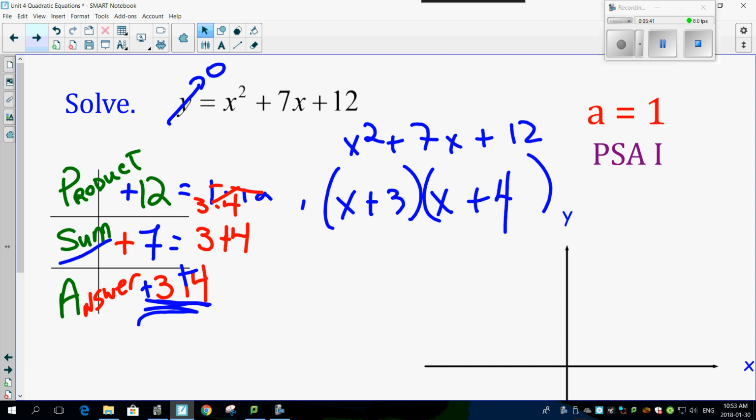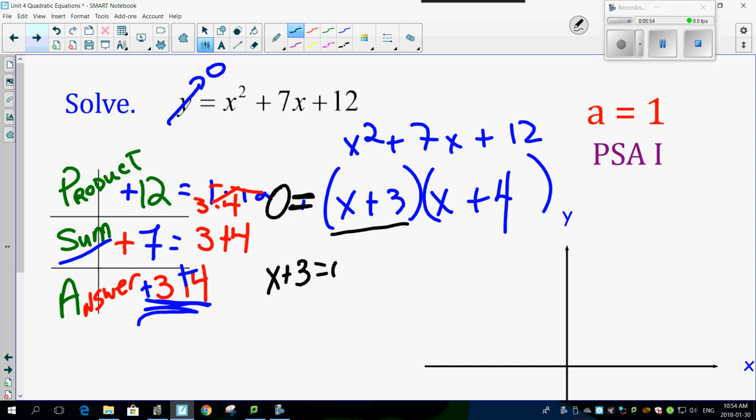But here's the important part. Here's the part you didn't do in grade 10. We let this equal 0 because after all, it is an equation. And what's going to happen is you're going to take each one of these. The x plus 3, you're going to let that equal 0. You're going to take the x plus 4, you're going to let that equal 0. And now you're just going to solve for x.